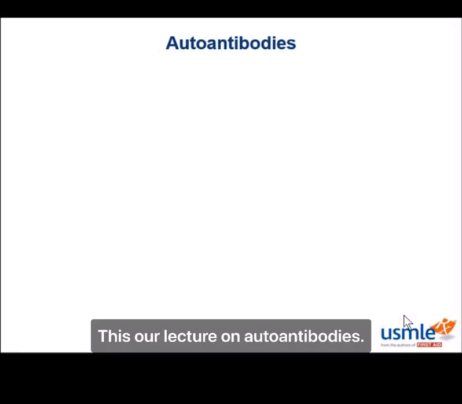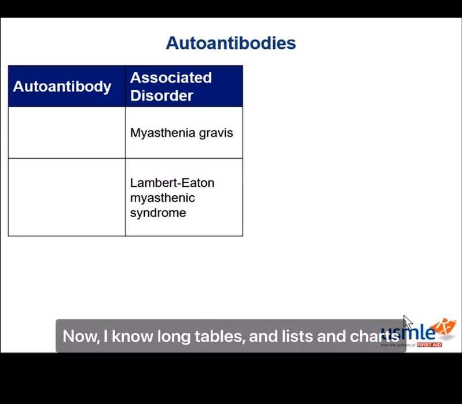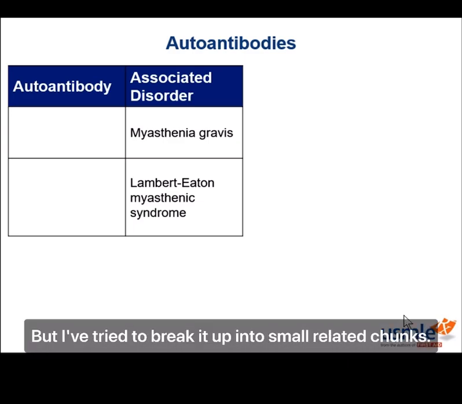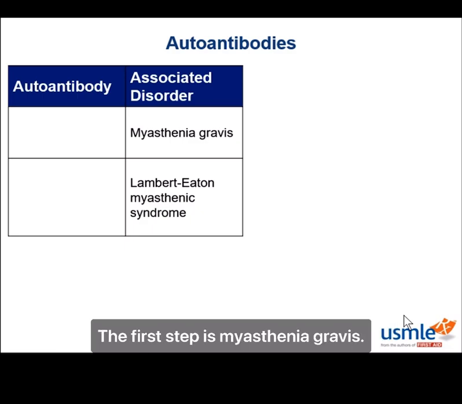Hi everyone, this is our lecture on autoantibodies, so let's get started. Now, I know long tables and lists and charts are overwhelming and they're hard to remember, but I've tried to break it up into small related chunks. Now, the first disorders we're going to talk about are related to the neuromuscular junction. First up is myasthenia gravis.